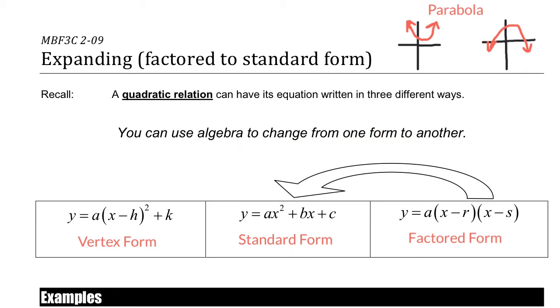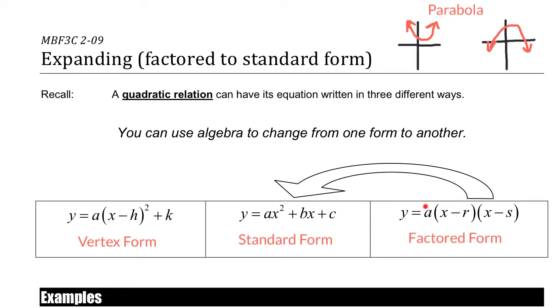If you'll also recall, the last time we looked at quadratic relations, each different form of the equation told us something different about the graph. Vertex form showed us the coordinates of the vertex. Standard form showed us the y-intercept. Factored form showed us the x-intercepts.